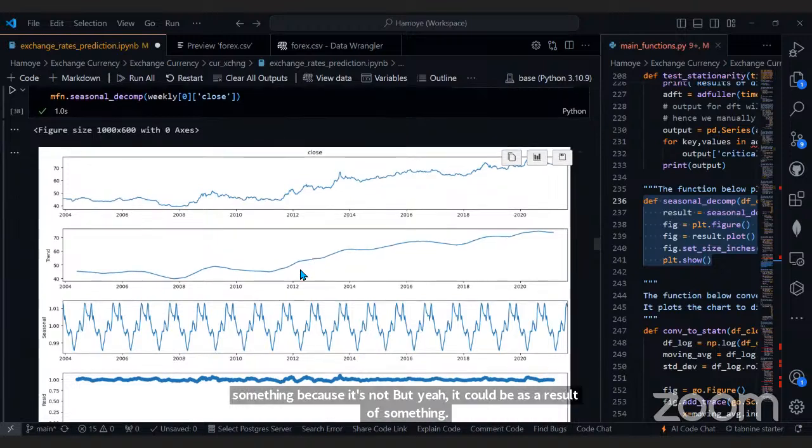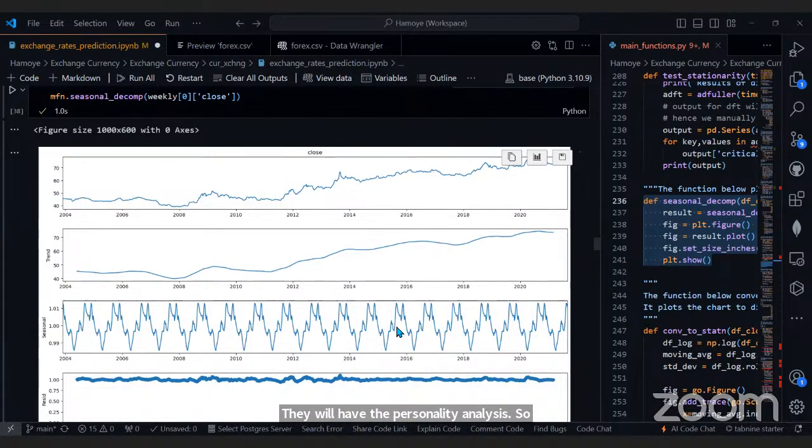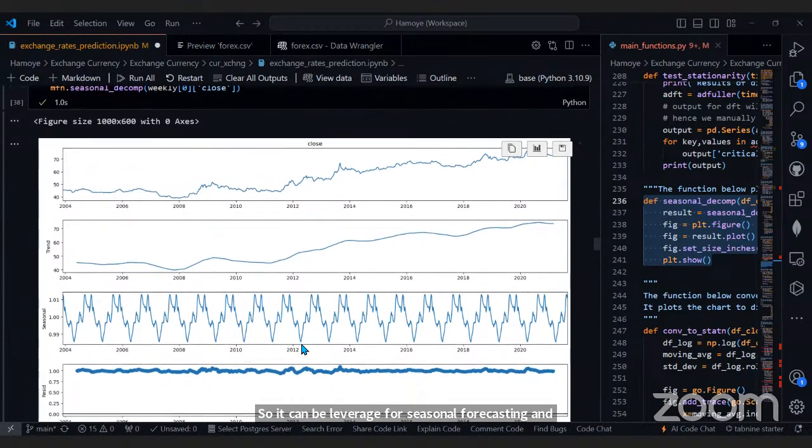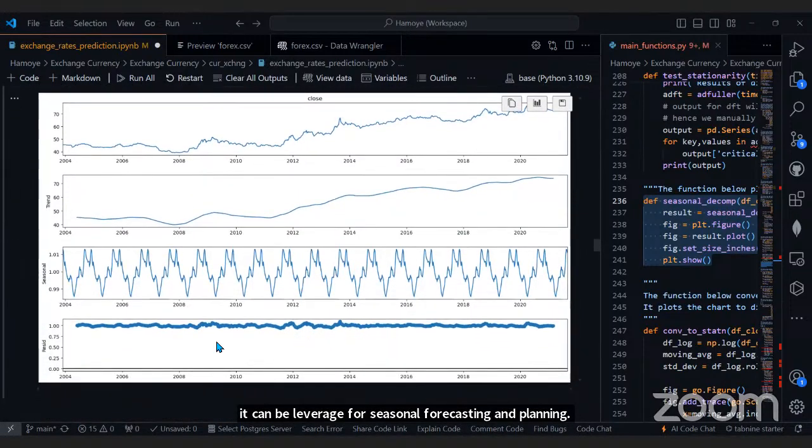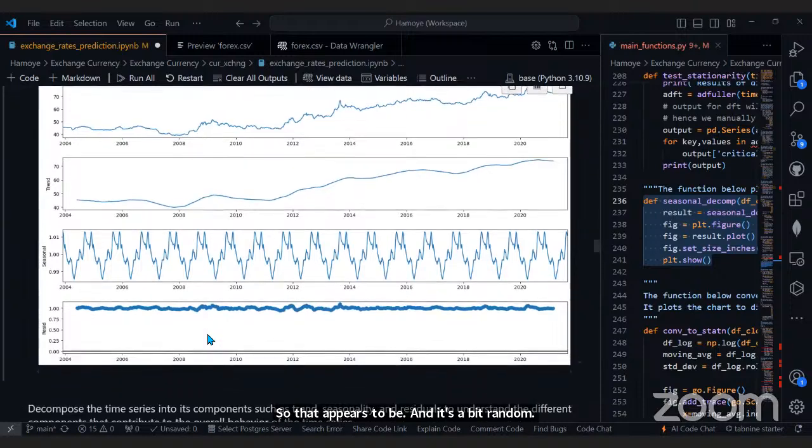Then we have the seasonality analysis. It shows a regular, predictable pattern that repeats annually. So it can be leveraged for seasonal forecasting and planning. Then we have the residuals. These are the parts of the series that cannot be predicted, so it appears to be a little bit random. All right, so those are the components of the time series.